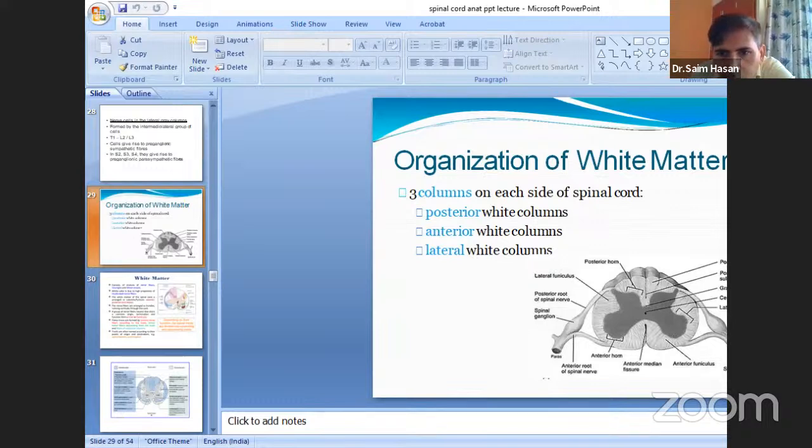Now this first order neuron will come into the gray matter, and over here it will synapse with the second order neuron, which is present in the substantia gelatinosa. Then either it will further synapse in the substantia gelatinosa, or this second order neuron will ascend up to a different level of the spinal cord and terminate at a higher level, and then it will synapse with the third order neuron to take this pain sensation to the higher centers in the brain stem.